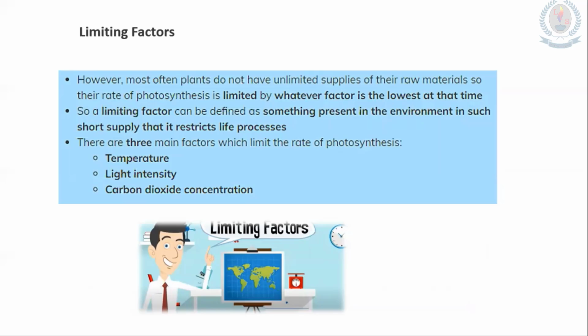Okay, now we will see what a limiting factor is. Most often plants do not have unlimited supplies of their raw materials, even during photosynthesis. So temperature, light intensity, carbon dioxide concentration, and also the availability of water are the main factors which can limit the rate of photosynthesis. So what is the definition of a limiting factor? It can be defined as something present in the environment in such short supply that it restricts life processes.